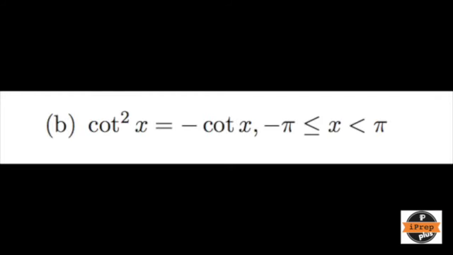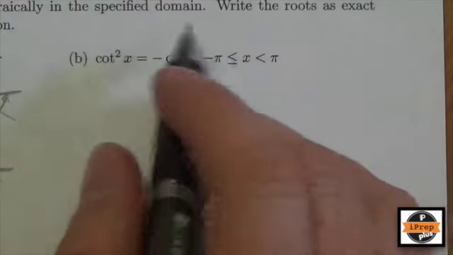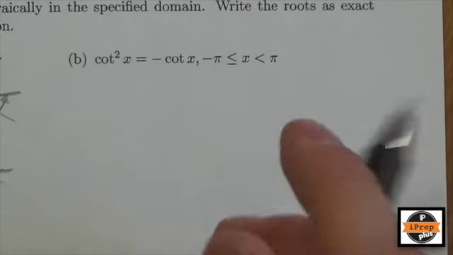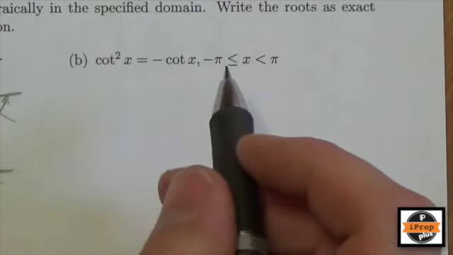Solve cotangent squared of x is equal to the negative cotangent of x, where x is between negative pi and pi. So this question right here is more in line with a lot of what the other questions are going to look like. They're going to be quadratics. We're seeing the square here.